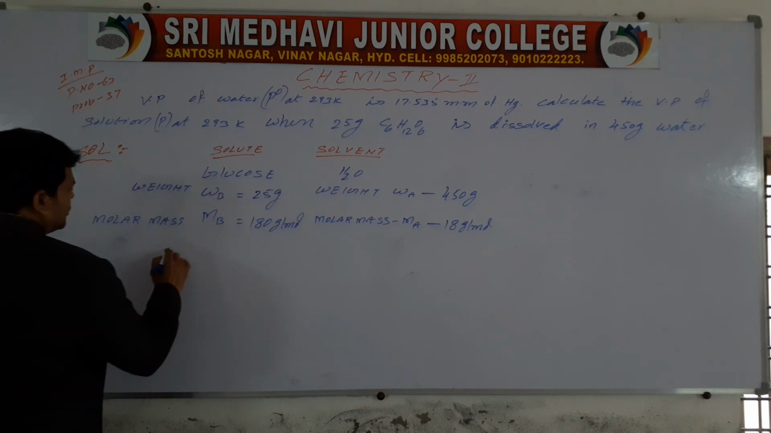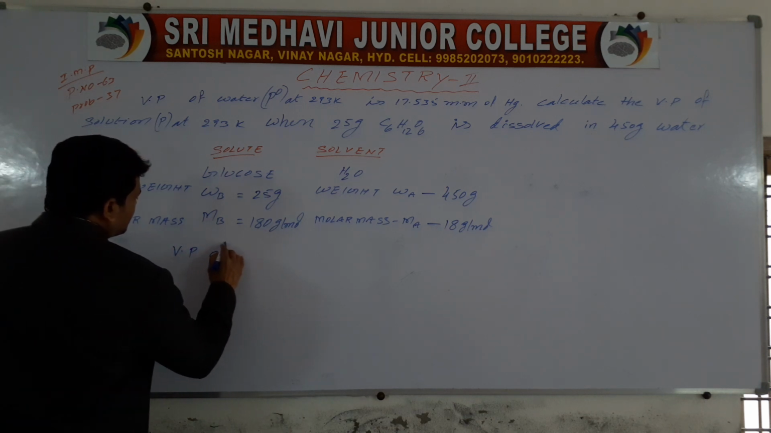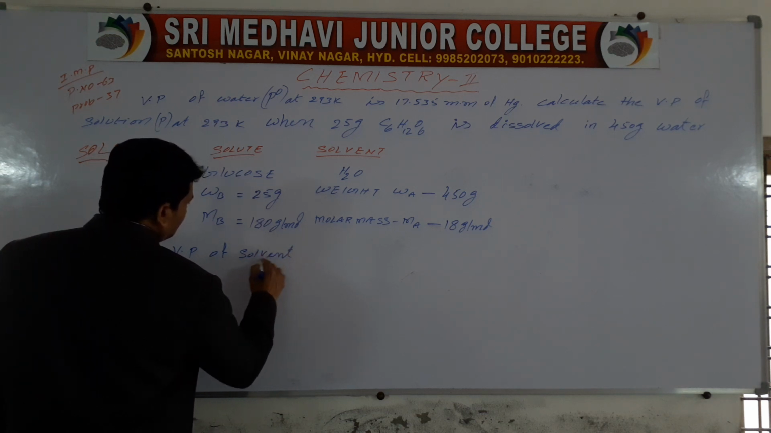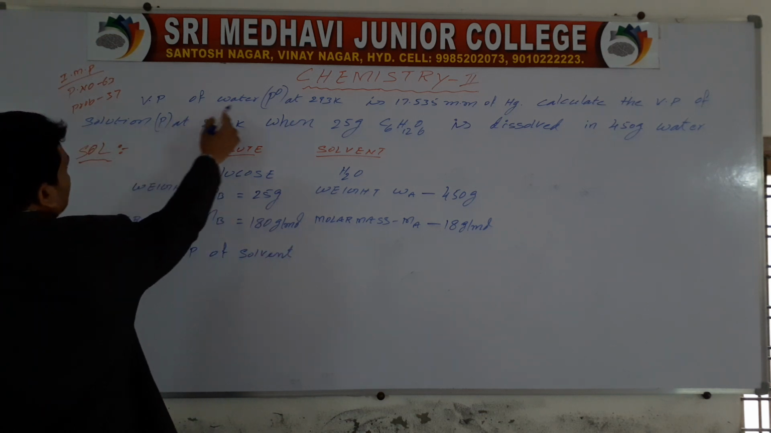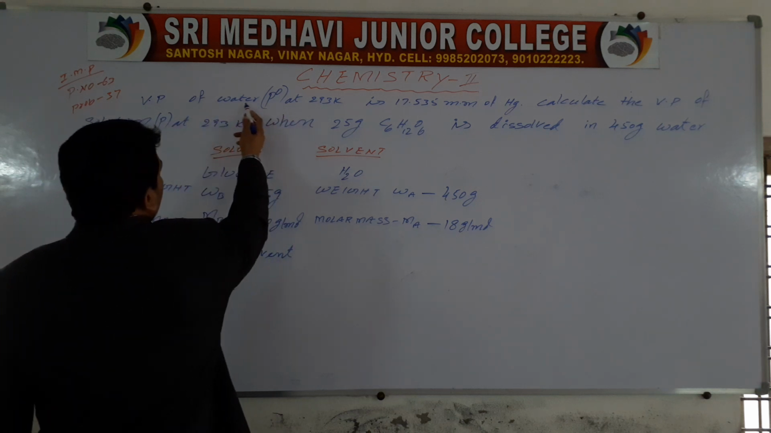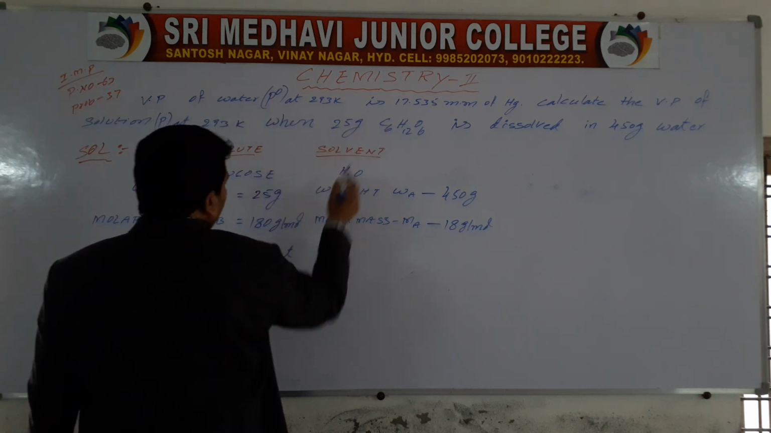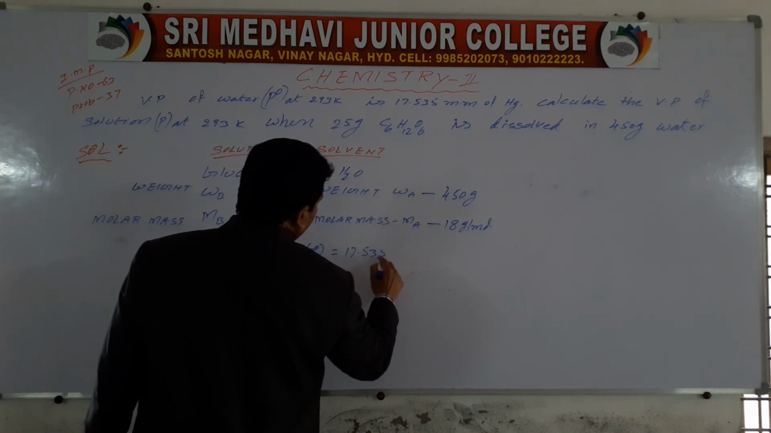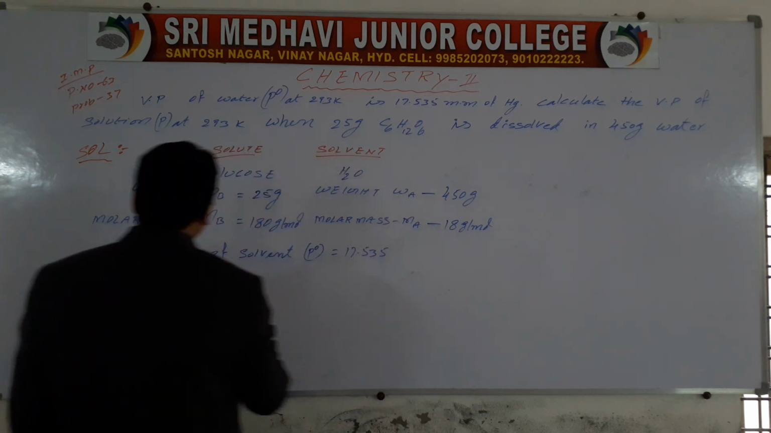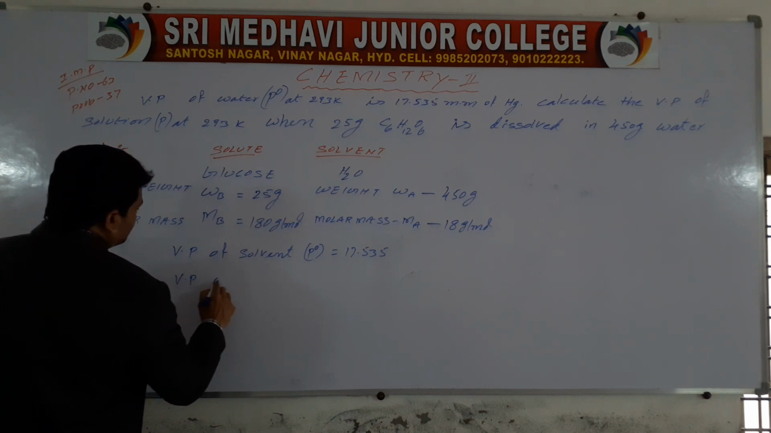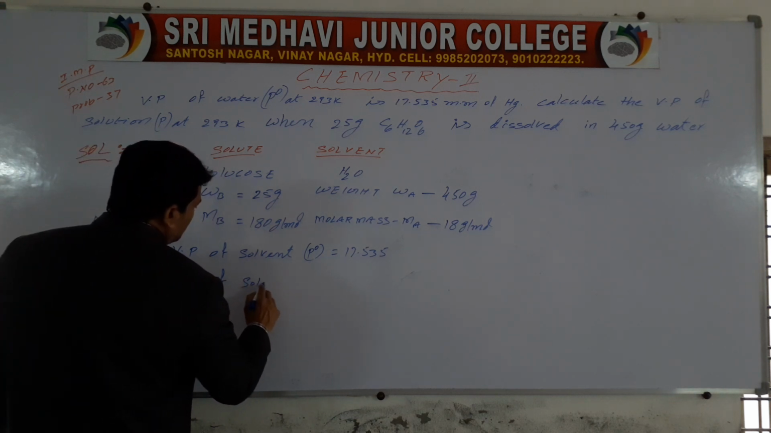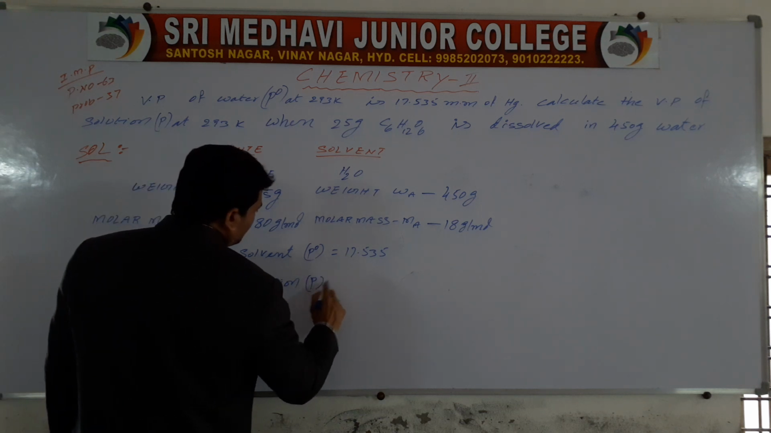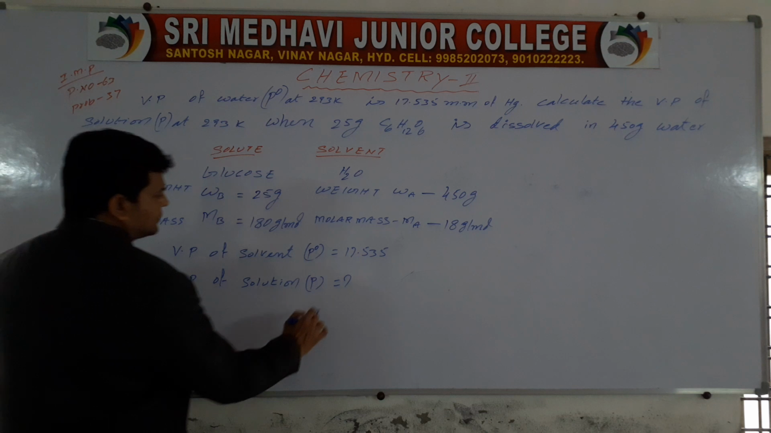Then you have to know the vapor pressure of the solvent. The vapor pressure of water, the solvent, is P naught, equal to 17.535 mm of Hg. Next, the vapor pressure of the solution, P, we have to find.